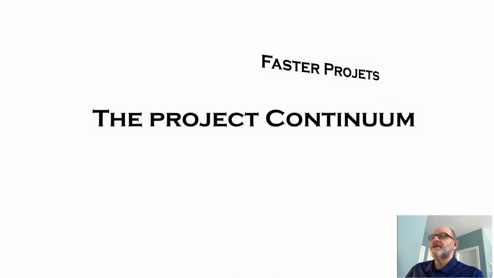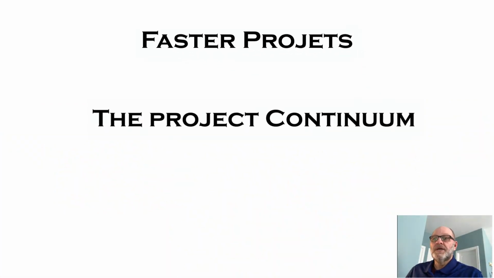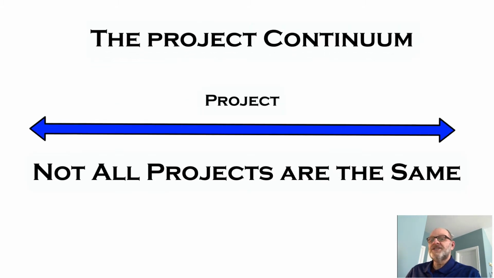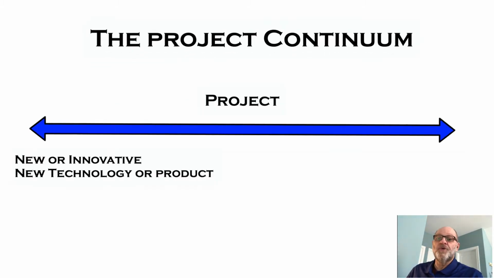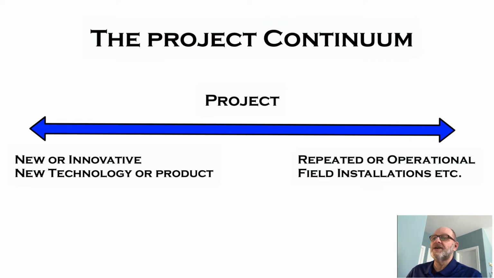Today we're going to look at the Project Continuum model and how we can use it to be more efficient. Now, the idea behind the continuum is that not all projects are created equal. They span a continuum from something we have never done before, such as an innovative new technology, to repeated projects that we have done, like field installations, maybe a standard product we put out. All projects start out somewhere on a continuum, and they move up and down over their life. Where they lie is critical to how we design them for speed.